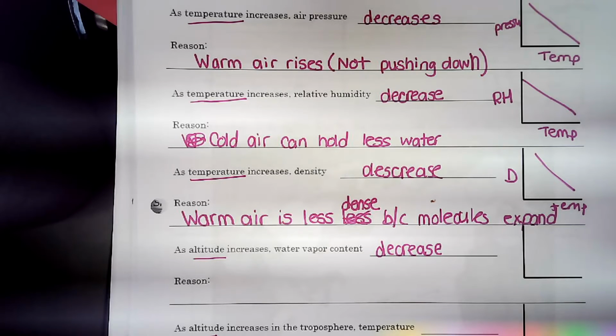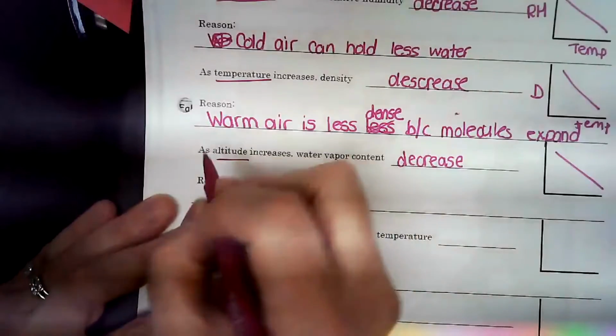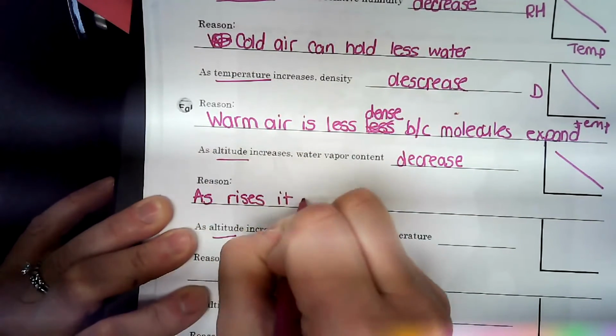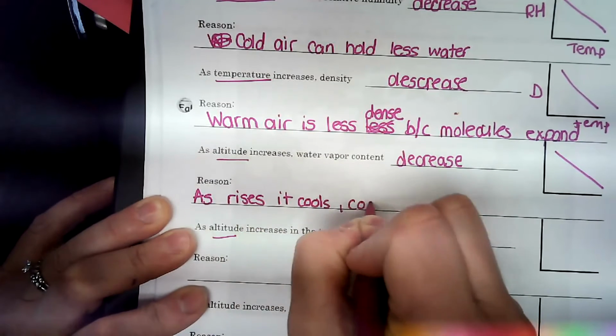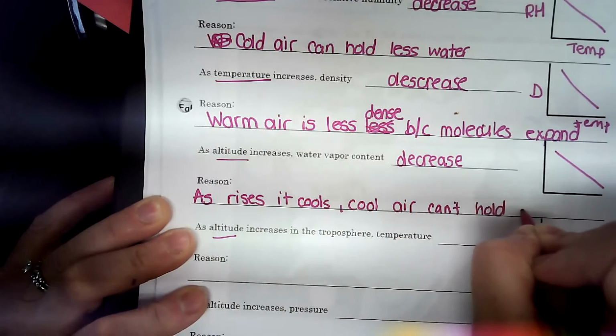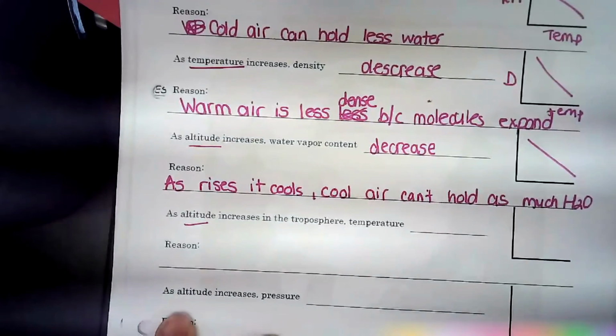So as the air cools down, what do we know about air that cools down? Cold air can't hold as much water as warm air. So the reason this one decreases is as air rises, it cools. Cool air can't hold as much water. I'm going to abbreviate water H2O because I'm out of space.